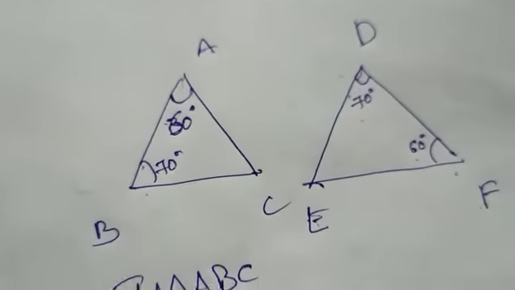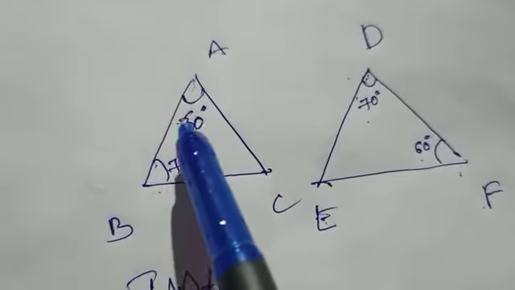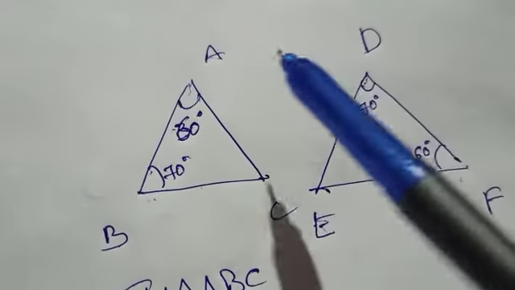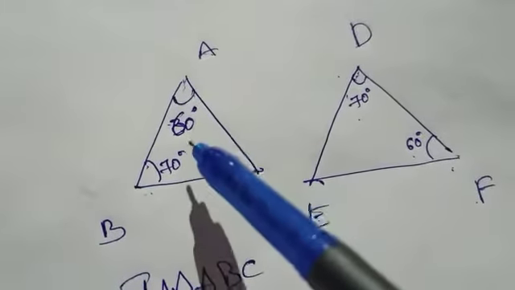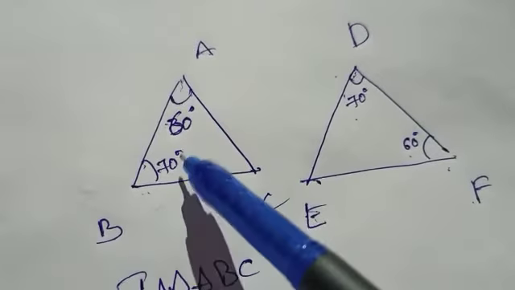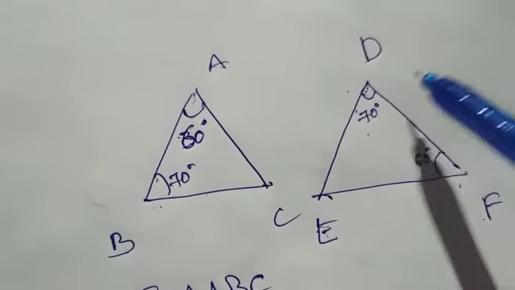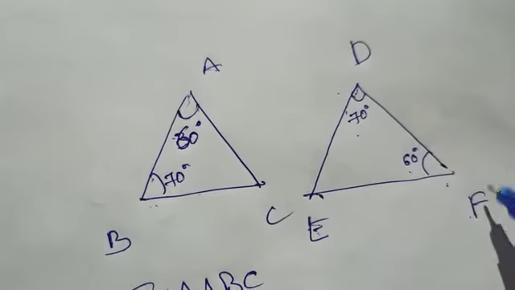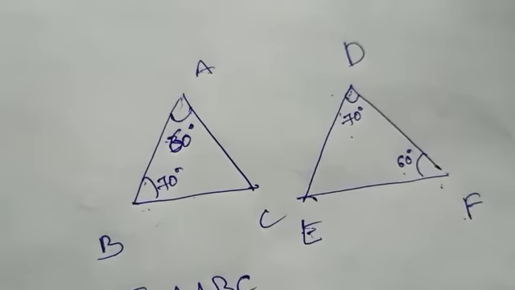Here we are given two triangles and two angles of each triangle. In the first triangle ABC, angle A equals 60 degrees and angle B equals 70 degrees. In triangle DEF, angle D equals 70 degrees and angle F equals 60 degrees.